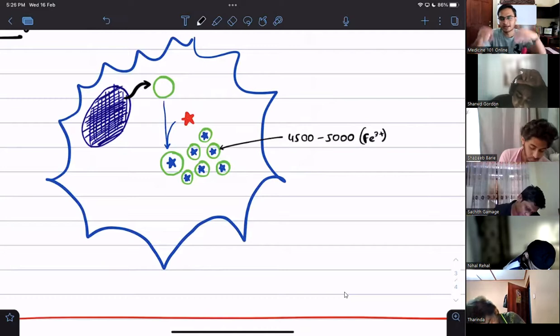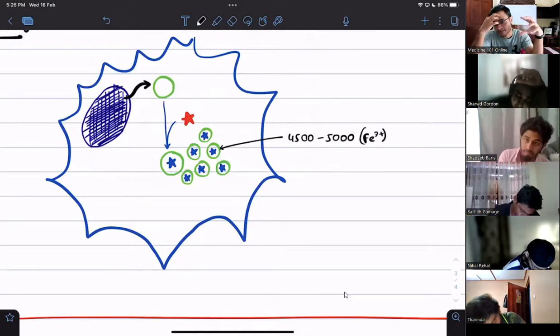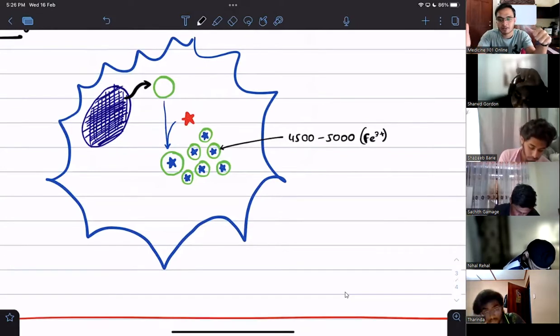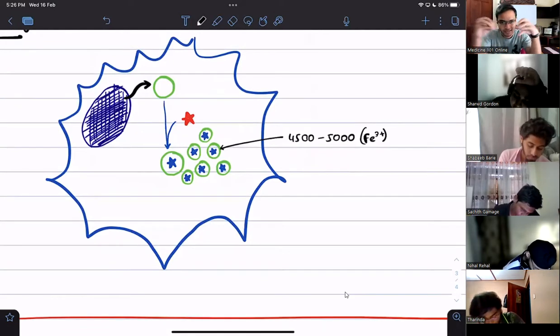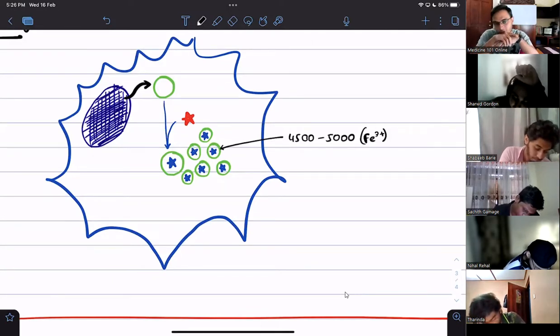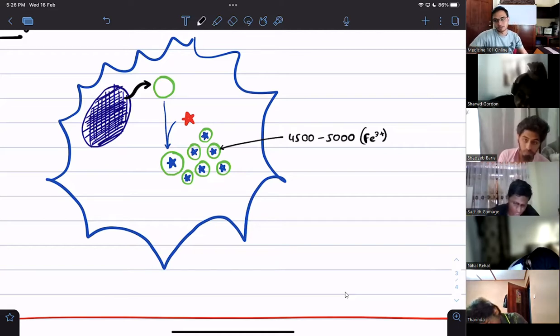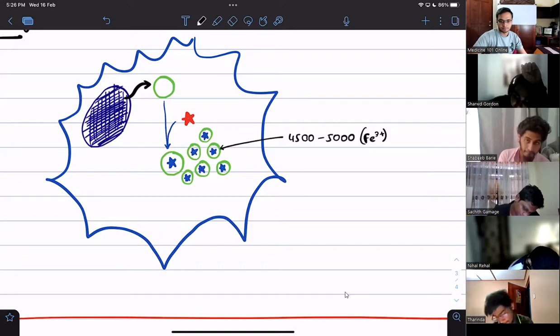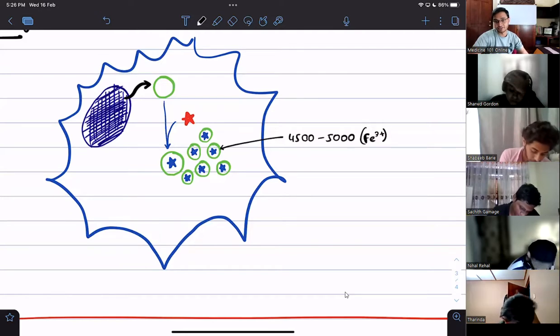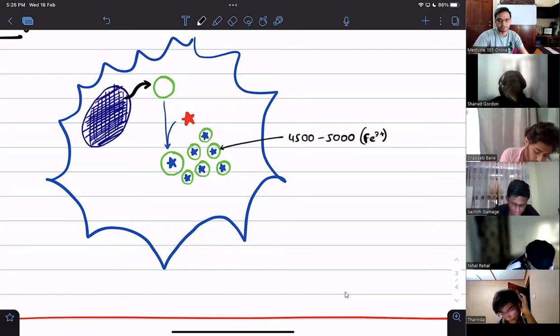How does it do it, guys? It crystallizes them. This is why we said it's called ferric hydroxide phosphate. It crystallizes them into tiny atoms and stores them compactly, 4,500 to 5,000 per ferritin molecule. Just remember, it stores it in the ferric form, not ferrous. We will see in a little bit why it is an advantage to store it in the ferric form.